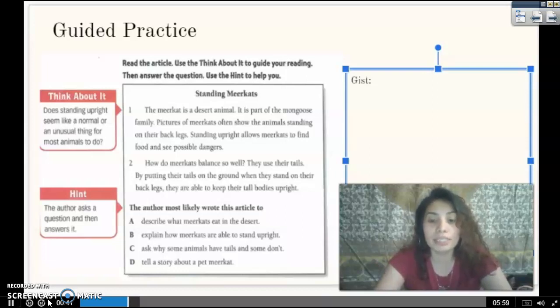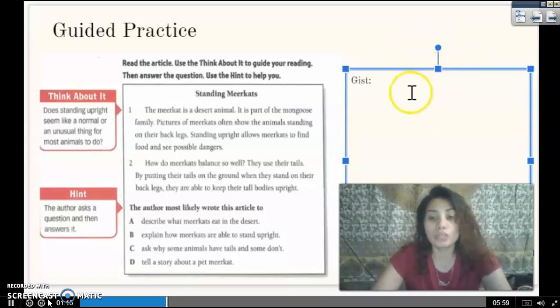The meerkat is a desert animal. It is part of the mongoose family. Pictures of meerkats often show the animals standing on their back legs. Standing upright allows meerkats to find food and see possible dangers. How do meerkats balance so well? They use their tails by putting their tails on the ground when they stand on their back legs. They are able to keep their tall bodies upright.